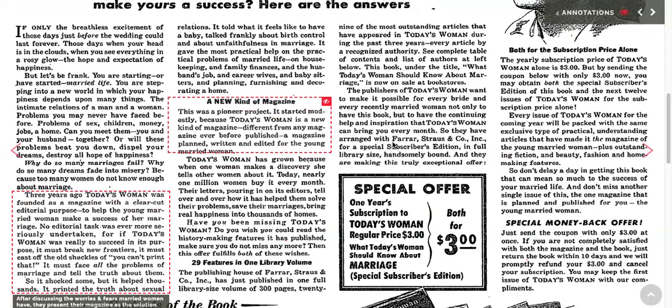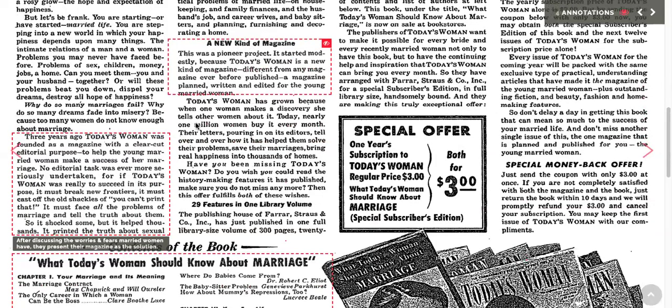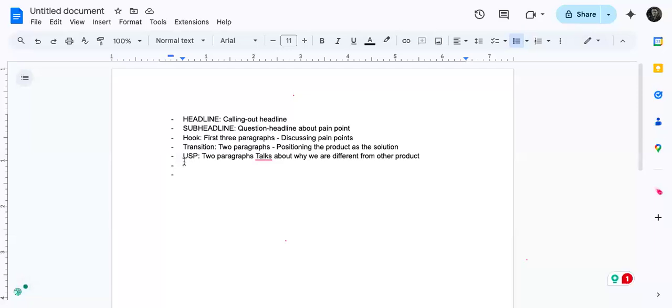So they have arranged with Farrar, Strauss and Co. Incorporation for a special subscribers edition in full library size, handsomely bound, and they are making this truly exceptional offer.